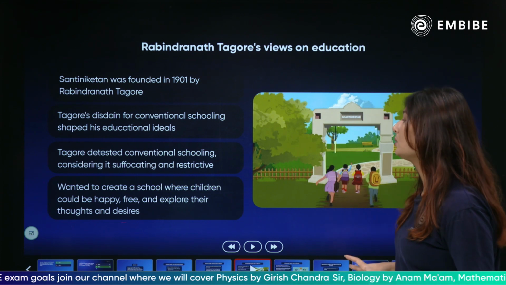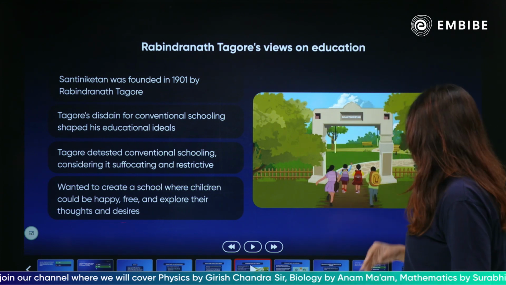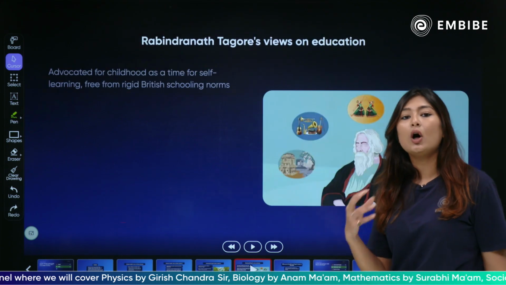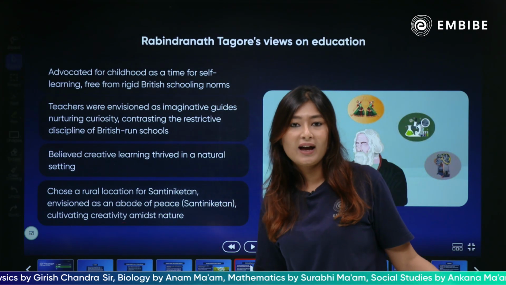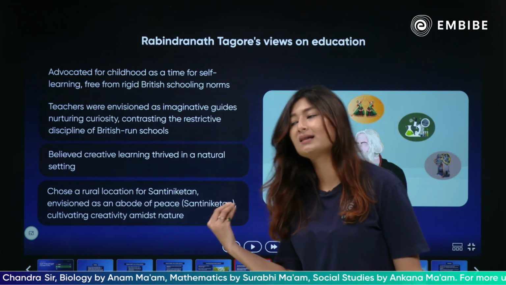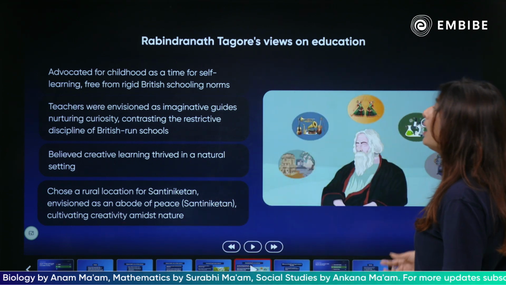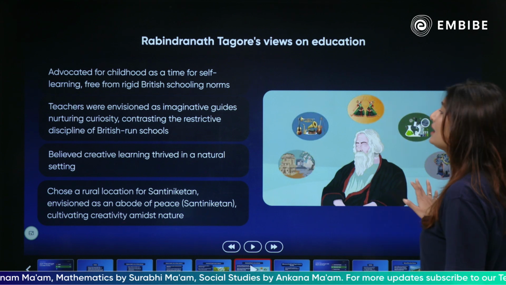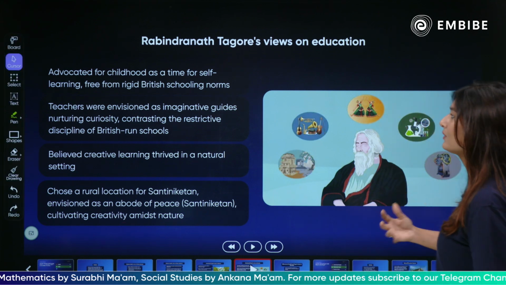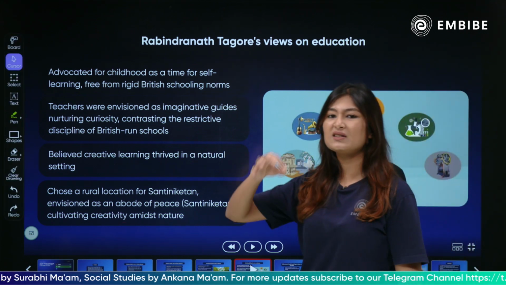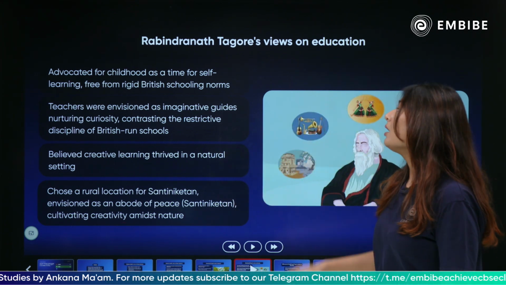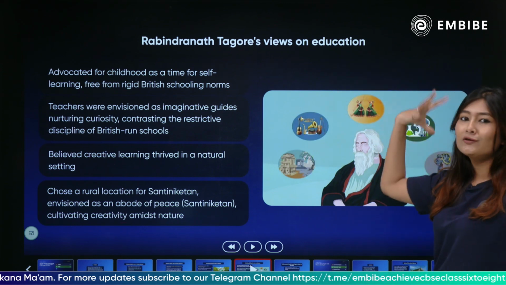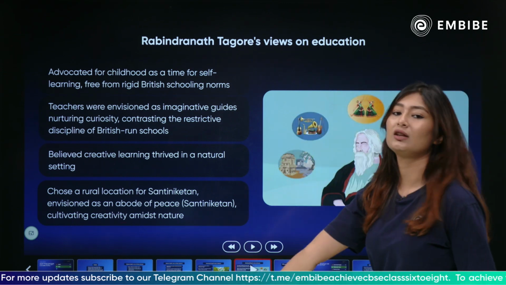So, he wanted a school where children were happy, free. Learning was happening not by putting and curbing people, but how they really wanted to go ahead and be happy and learn new things and develop as an individual. He said that people should be free to have self-learning, self-studies, free from rigid British school norms. These rules, regulations should not forcefully be imposed on the students. Where teachers were also imaginative, creative, making the children curious.